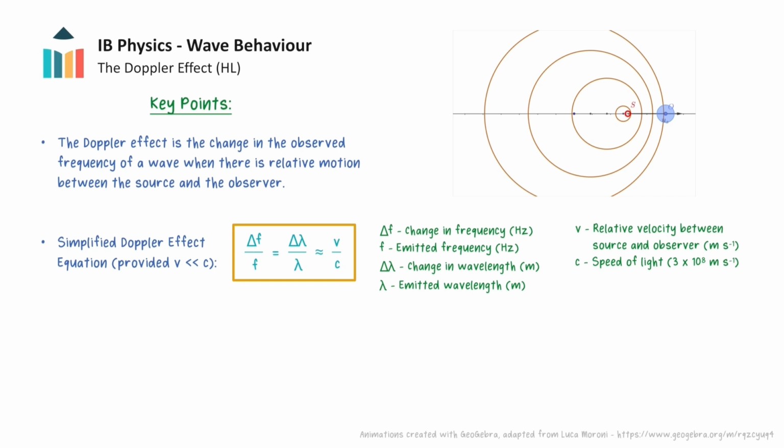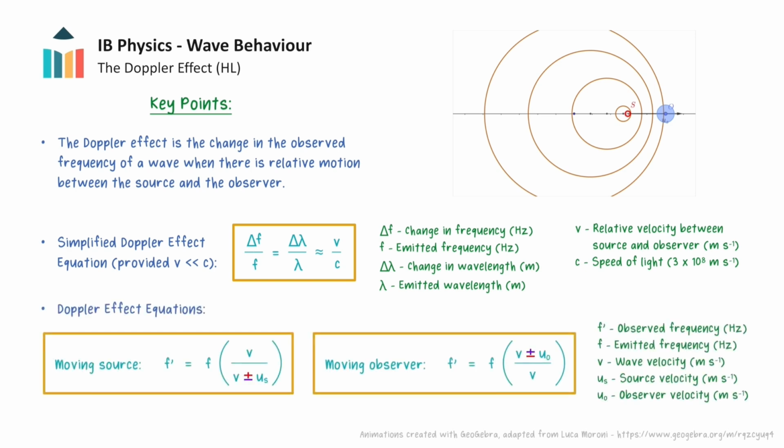Furthermore, for higher level students, the observed frequencies of sound waves and mechanical waves due to the Doppler effect can be calculated using the following equations, where one applies for a moving source and stationary observer, and the other applies for a moving observer and stationary source.